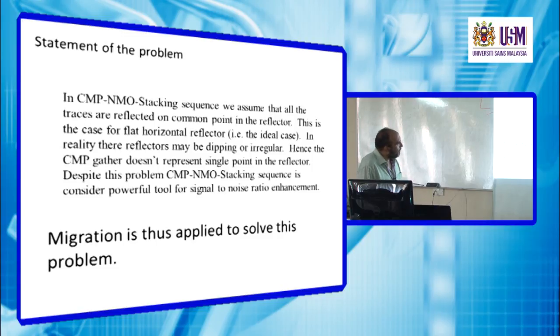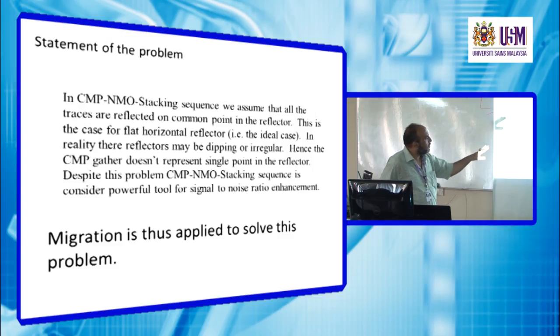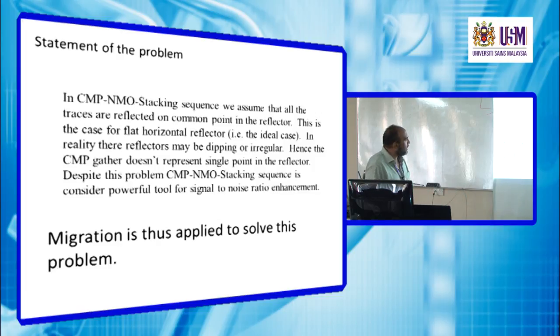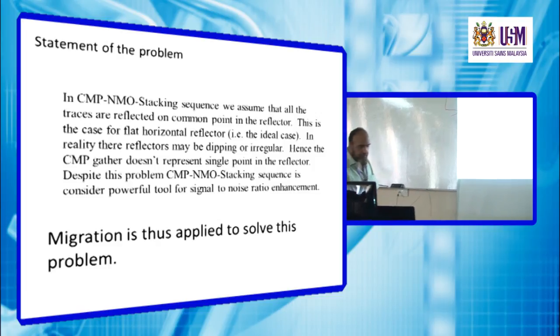Despite this problem, the CMP NMO stacking sequence is considered a powerful tool for signal to noise ratio enhancement. You realize I am repeating signal to noise ratio enhancement. This is the title of our class. What we are doing from the first day to the last day is enhancing the signal data. So migration is thus applied to solve this problem.